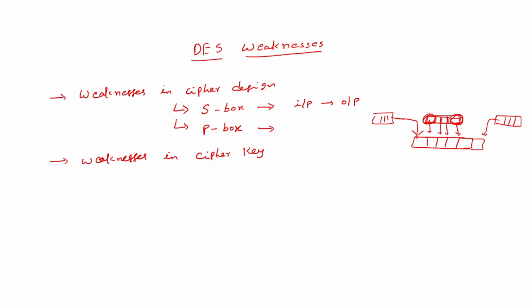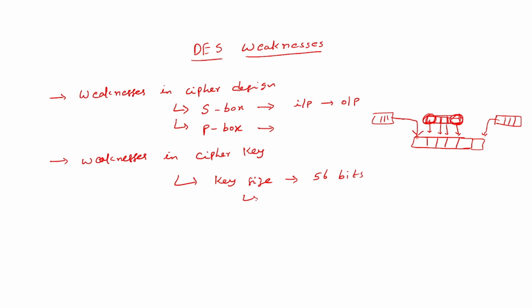Okay, and the main part is the key. The key contains more weaknesses. First weakness is key size. The key size of DES is 56 bits.